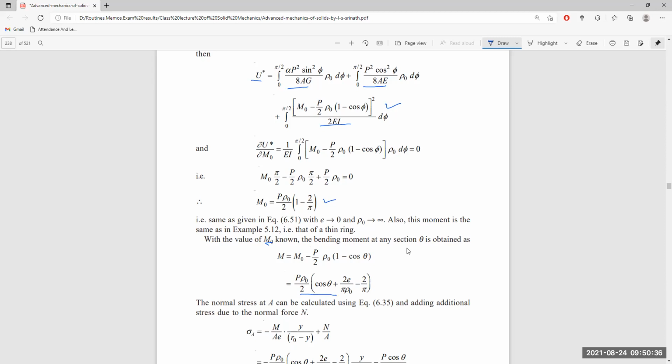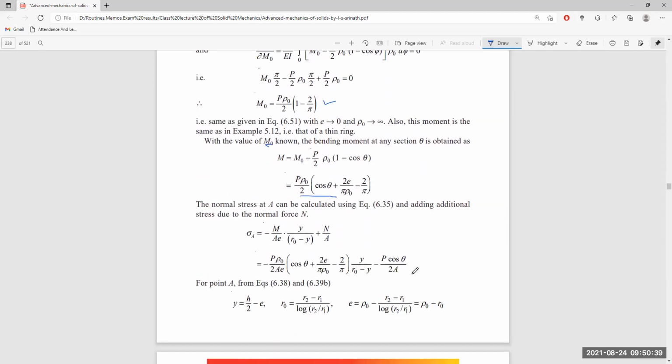The normal stress at a point A can be calculated using equation 6.35, that is sigma equal to M by A, y by r0 minus 1 by rho, plus N by A. This is the bending stress created, plus this is the normal stress created due to the normal force. If we put in the values respectively and add them together, this equation will take this particular form of normal stress.